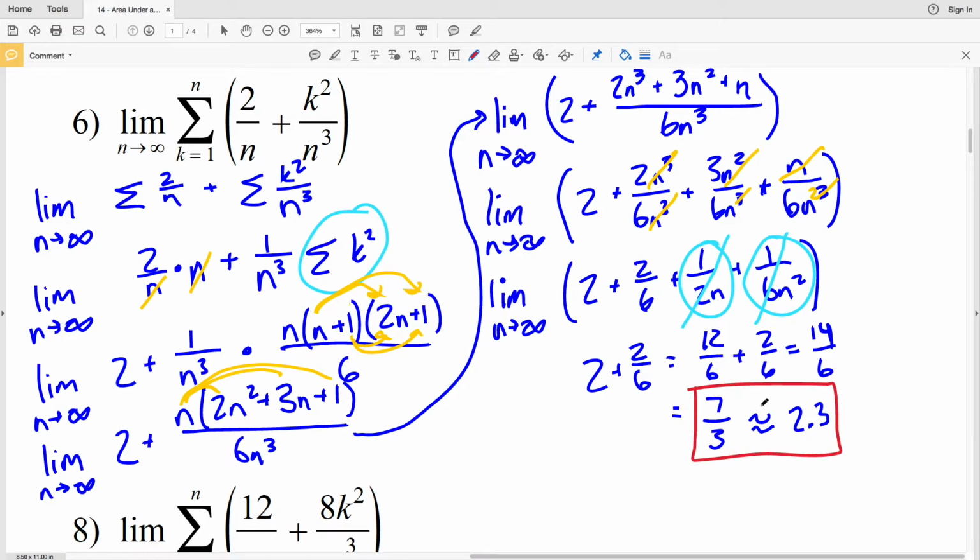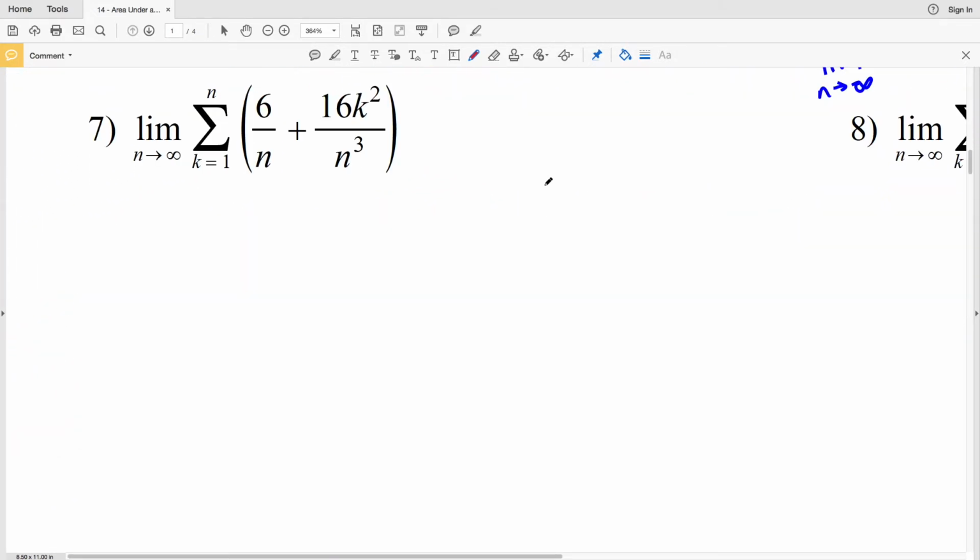Let's move on to number 7. In number 7, I'll split up this summation at the start. So I'll have the limit as n approaches infinity of the sum of 6 over n plus the summation of 16k squared over n cubed.